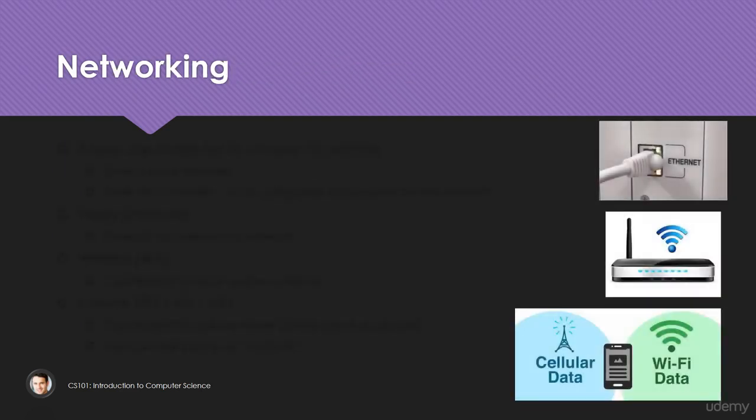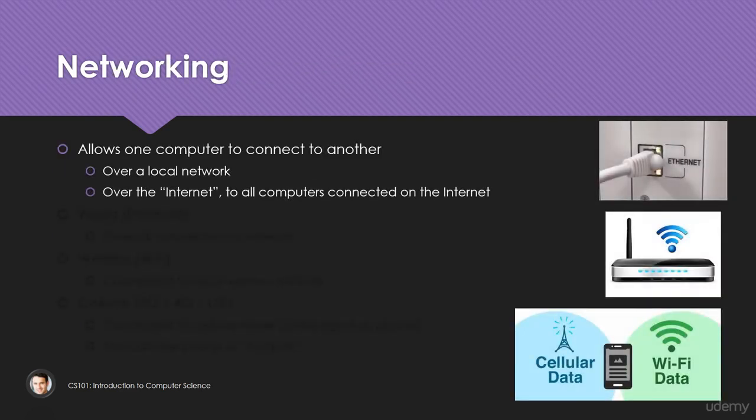Networking. This is very common to all computers these days. They allow one computer to connect to another, or one smartphone to connect to another smartphone, or your devices to talk to each other, either over a local network. If you're in your house, they're connecting over a local network behind your wireless router, or over the internet. In that case, they connect to other computers that are connected to the internet.